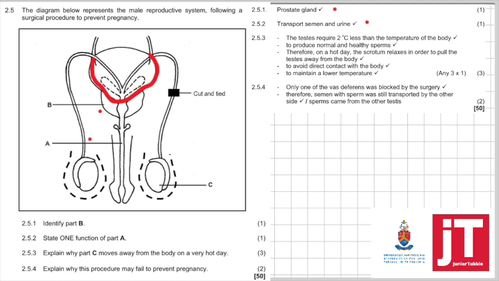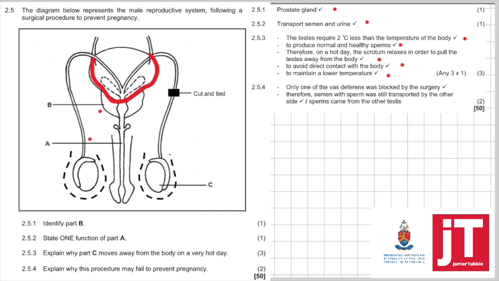2.5.3. Explain why part C moves away from the body on a very hot day. Because the testis requires 2 degrees less than the temperature of the body to produce normal and healthy sperm. On a hot day, the scrotum relaxes in order to pull the testes away from the body, to avoid direct contact with the body, to maintain a lower temperature.